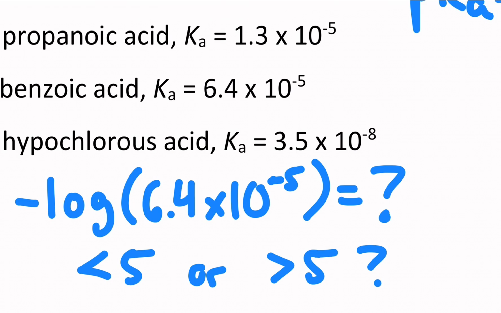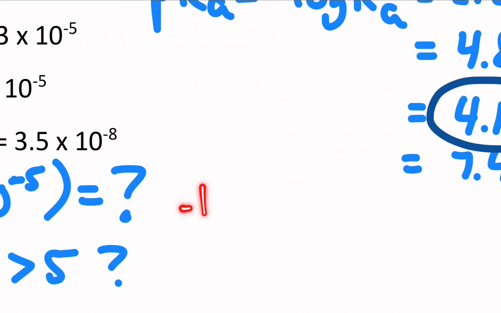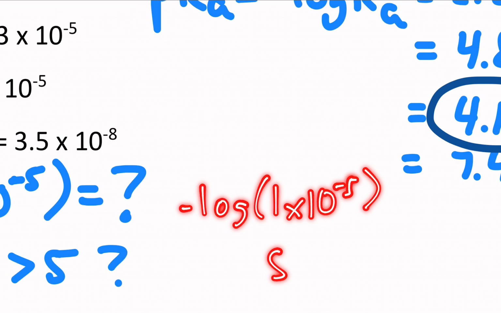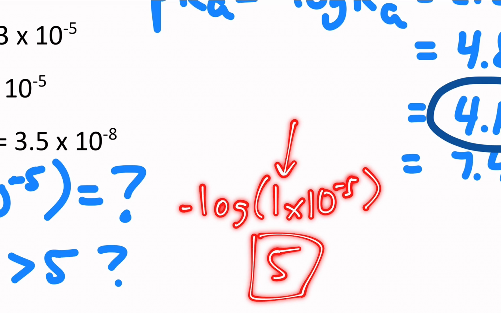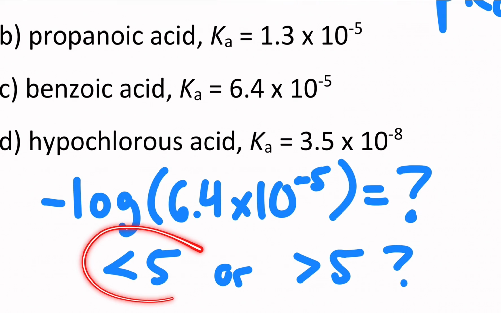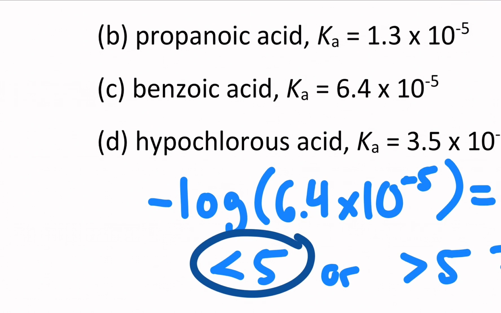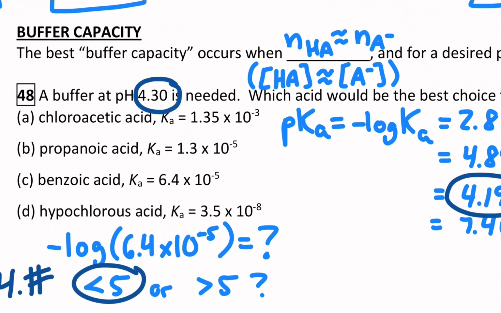Well, think about what negative log of just 1 times 10 to the negative 5 is. The negative log of 1 times 10 to the negative 5 is exactly equal to 5. And if I make this number bigger, I'm taking the negative logarithm of an even bigger number. So your negative logarithm is actually going to get smaller as a result. So the negative log of something times 10 to the negative 5 is actually going to be equal to 4 point something, as certainly was the case when we looked at this.